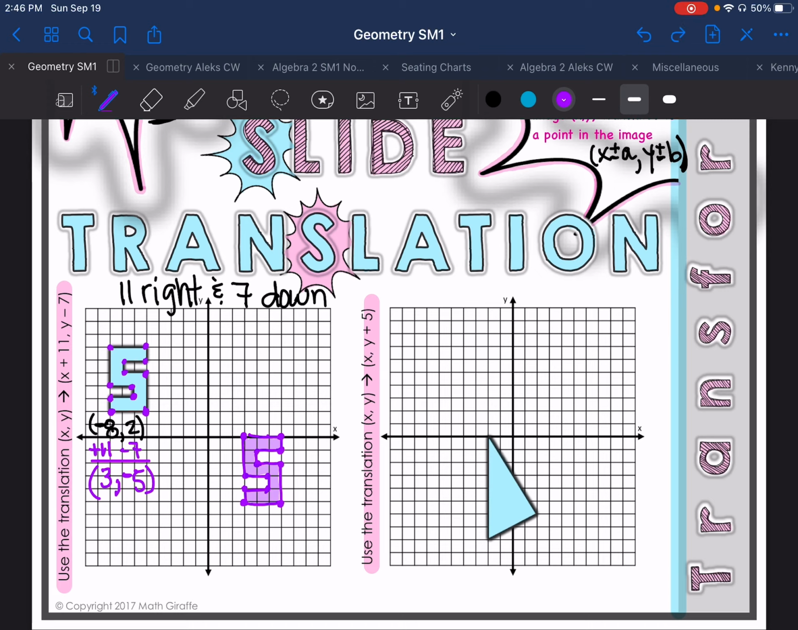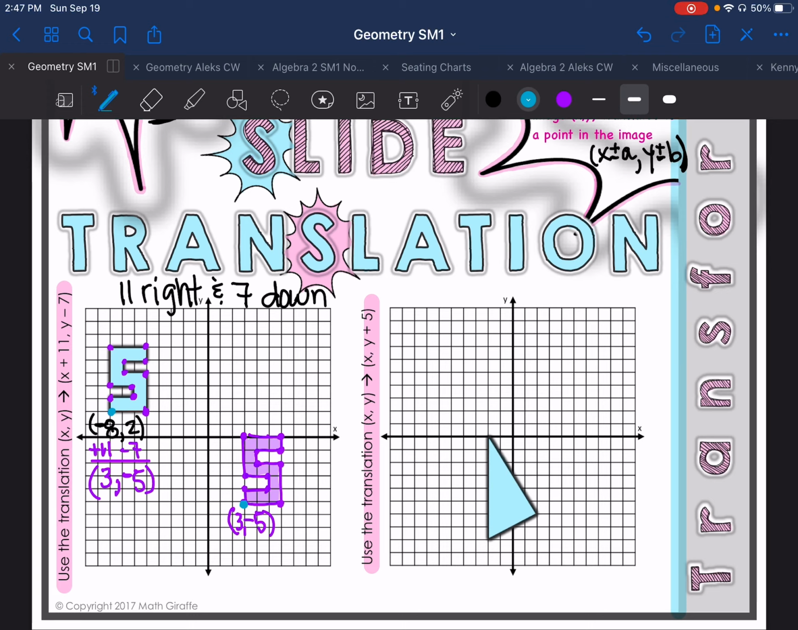1, 2, 3, 1, 2, 3, 4, 5. There it is. 3, comma, negative 5. Take a look. There they are. I'm going to put them in blue so you can see this point right here and this point right here. And it doesn't matter. We could have done that for all of the points, found them, and then done the adding and done the subtracting. It's totally up to you.